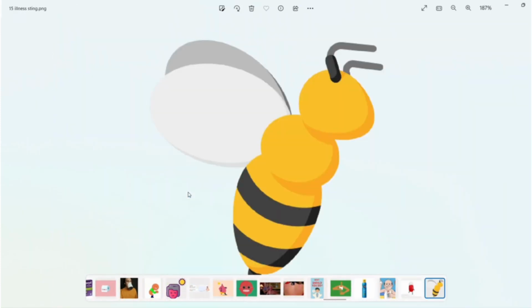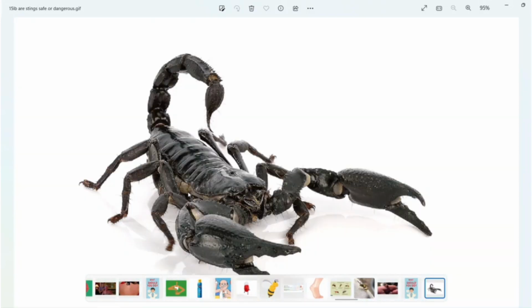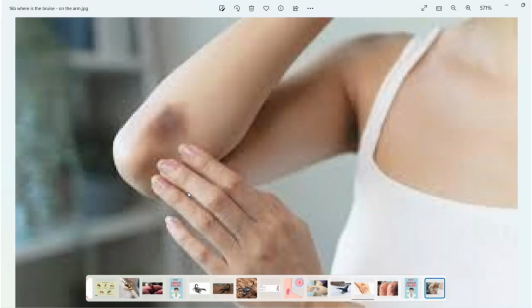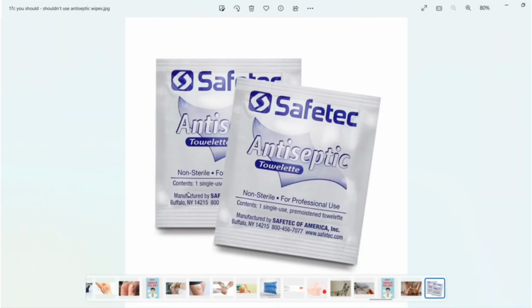So we have sunburn, insect sting. So if you have an insect sting, what shouldn't you do? Or a bruise, if you fall down, should you put an ice pack on your body, or should you put a plaster, a finger cot?